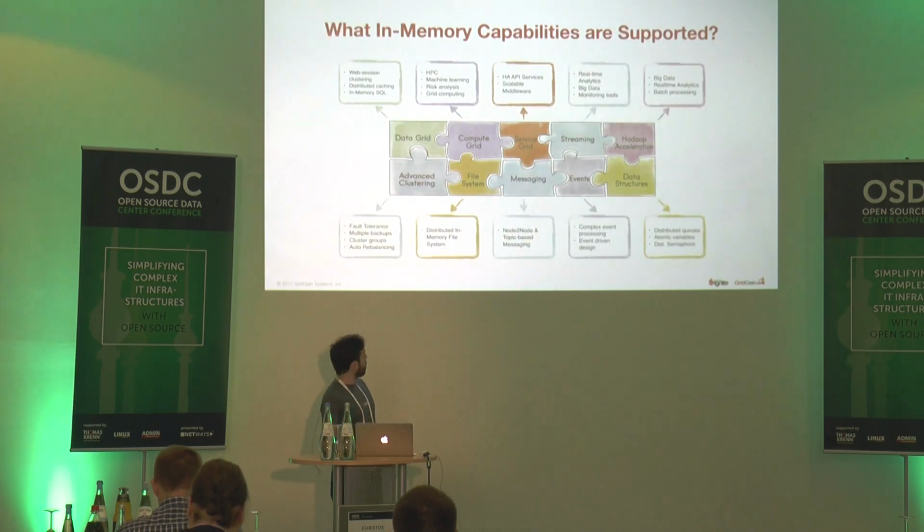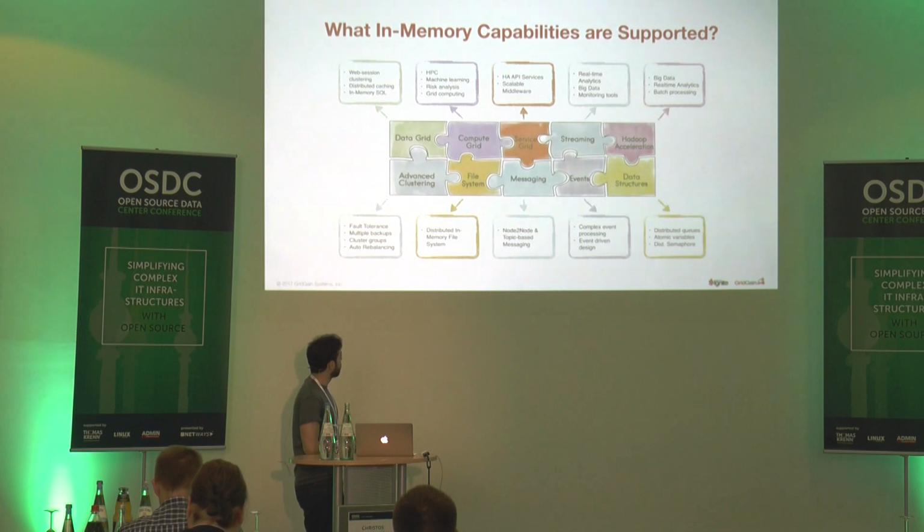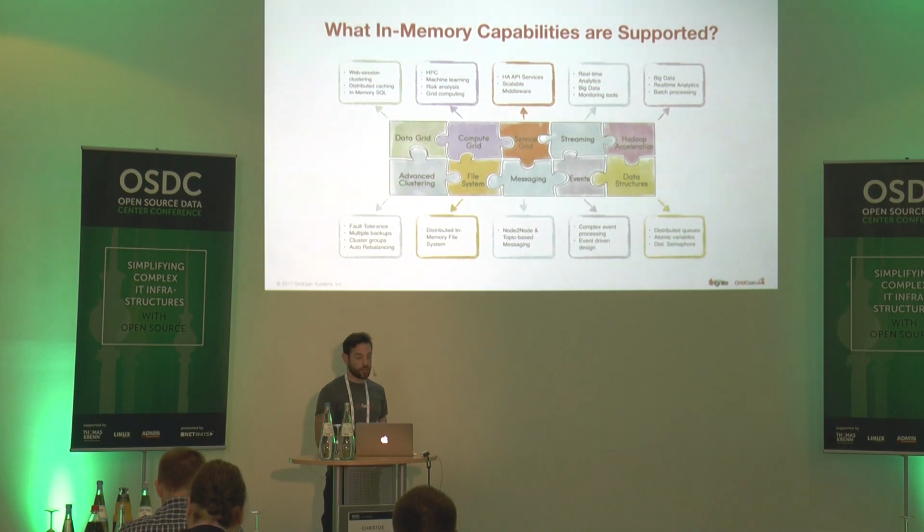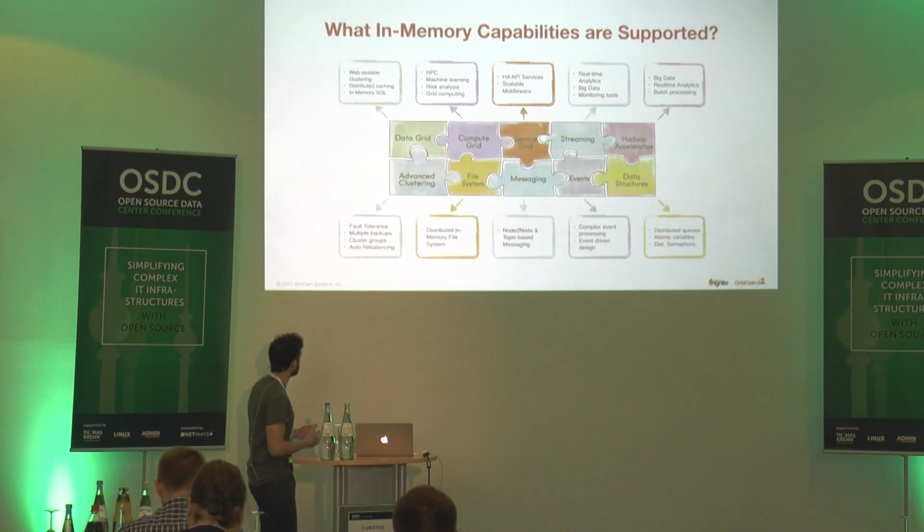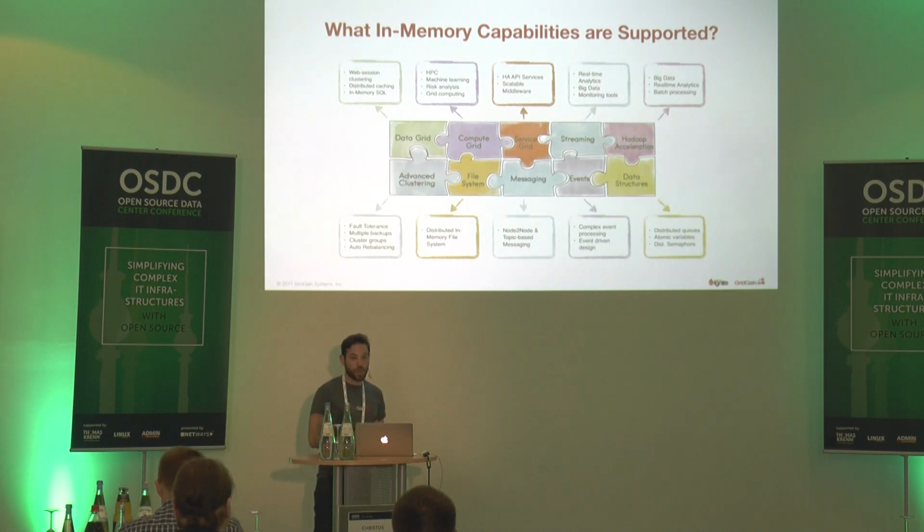Okay, back to the puzzle. I like this kind of picture. What I try to demonstrate here is a couple of pop-ups from each of these pieces of the puzzle, and explain a couple of the things that we see. Like I said, you're not meant to use all of these at once, but it's kind of a combination perhaps. Usually with a data grid, you would see stuff like web session clustering.